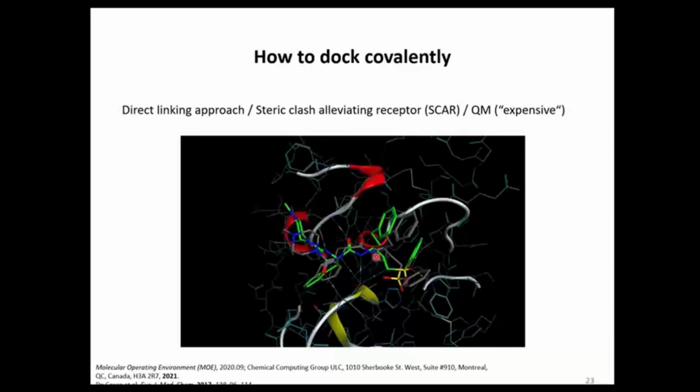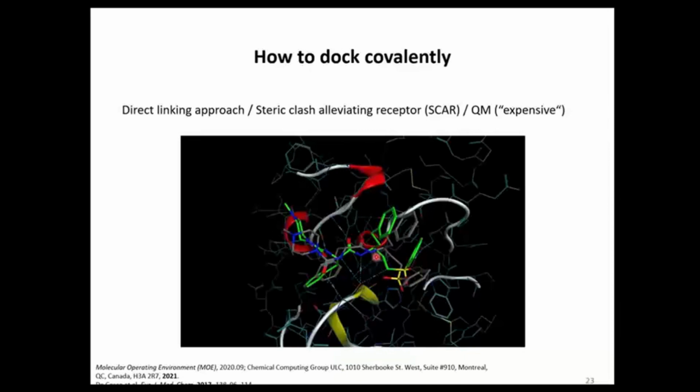Another strategy for covalent docking, not the direct linking approach, is called the steric clash alleviating receptor, in short SCAR, method. And this is kind of a workaround because it's actually no real covalent docking. In this method, you do a conventional non-covalent docking, but you mutate your active site residue, your cysteine, for example, to an alanine or even to a glycine. By doing so, you offer more space for the ligand and get your ligand closer to this residue than it would actually get in a conventional docking with the active residue, because you would introduce some severe clashes, which are repulsive interactions, and move your ligand far away.